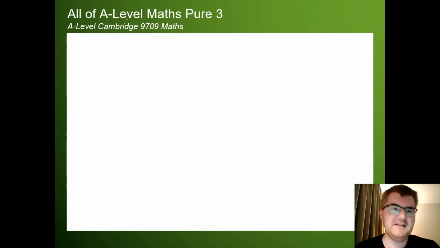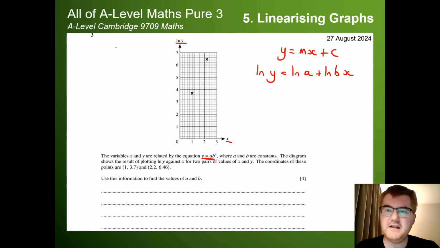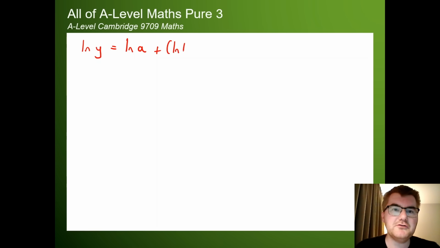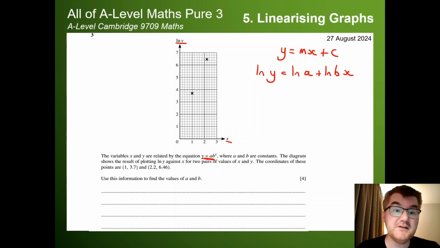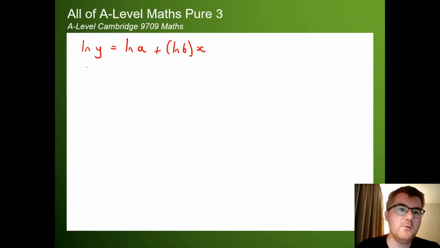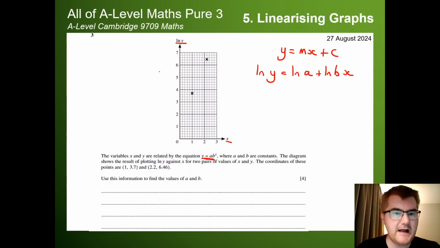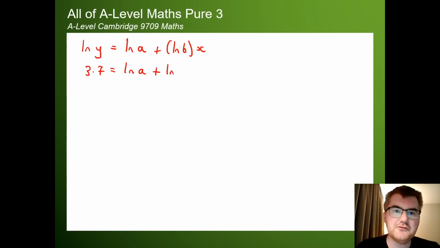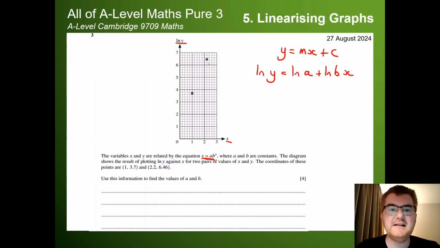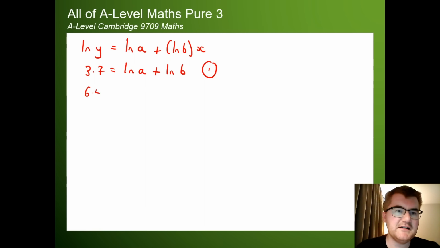Once we've got this idea, you can form a straight line with this particular equation. I'll put natural log of b in brackets so you can see it's like the m. Then we just put in our numbers. So we have 1 and 3.7. So natural log of y, 3.7, is equal to the natural log of a plus x, which is 1, lots of the natural log of b. That's our first equation. And then the second equation: 6.46 is equal to the natural log of a plus, in this case, 2.2 lots of the natural log of b.